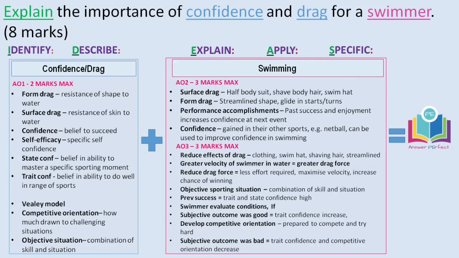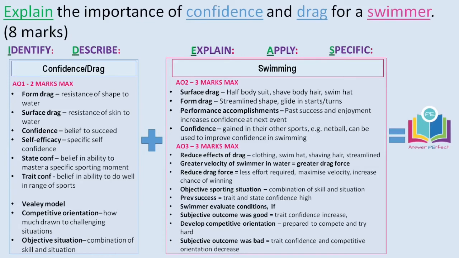Okay, so form drag, that's resistance of the shape to the water. So remember that this is, if you're thinking, oh god, that doesn't make much sense to me, it's the impact of the water on the body, the person swimming. Okay. Then we've got surface drag, response to the swimmer, that's the resistance of the skin to water. Confidence in general is the belief to succeed. We've then got self-efficacy, which is specific self-confidence. We've then got state confidence, which is your belief in your ability to master a specific sporting moment. Then we have trait confidence, which is your belief in your ability to do well in a range of sports.